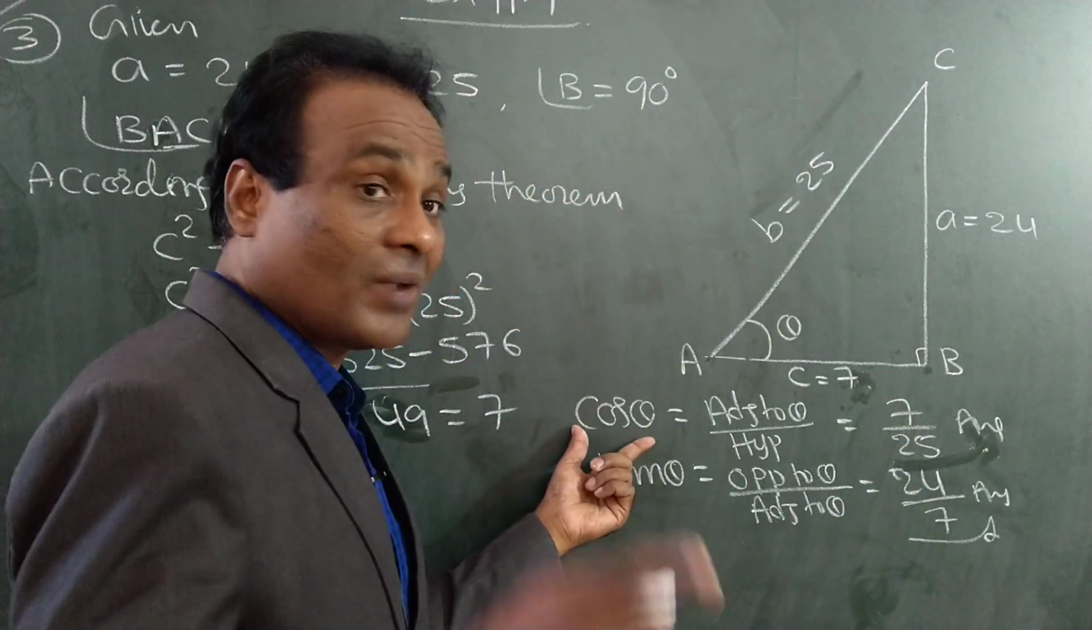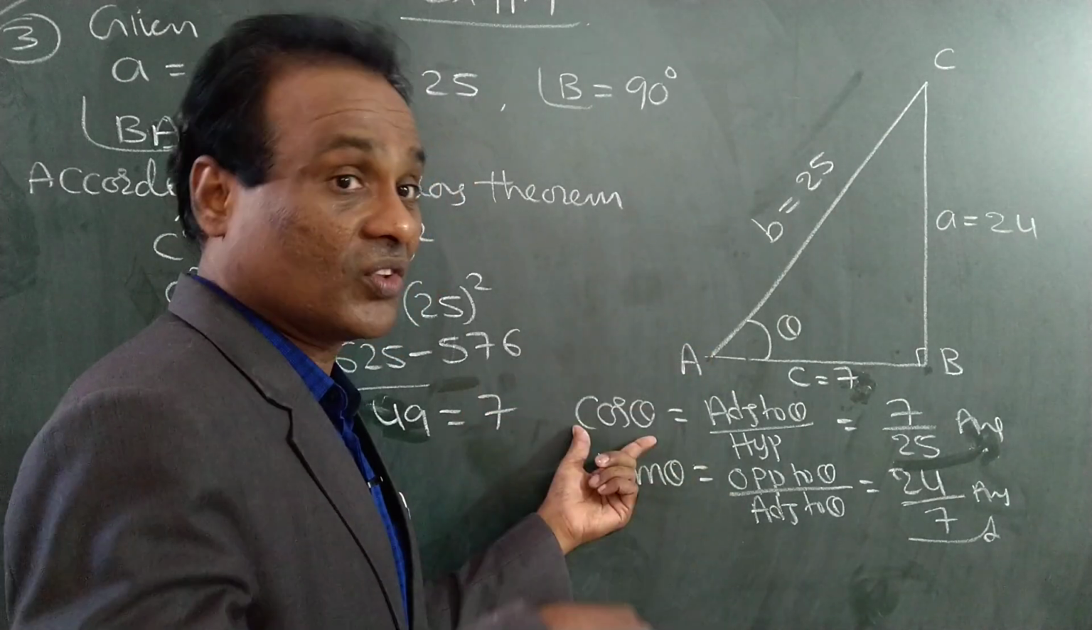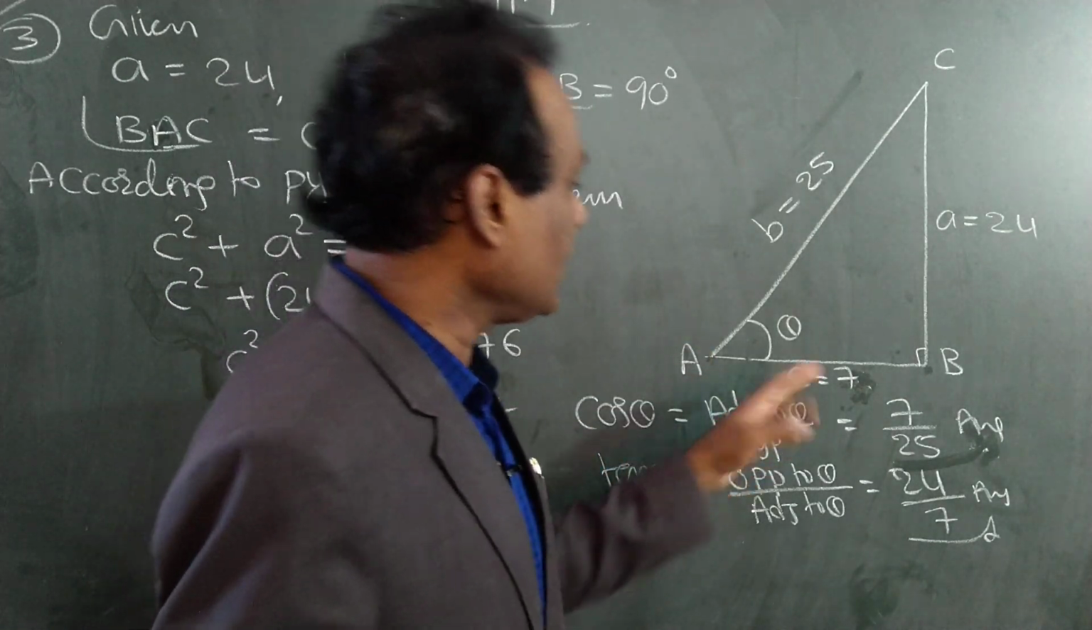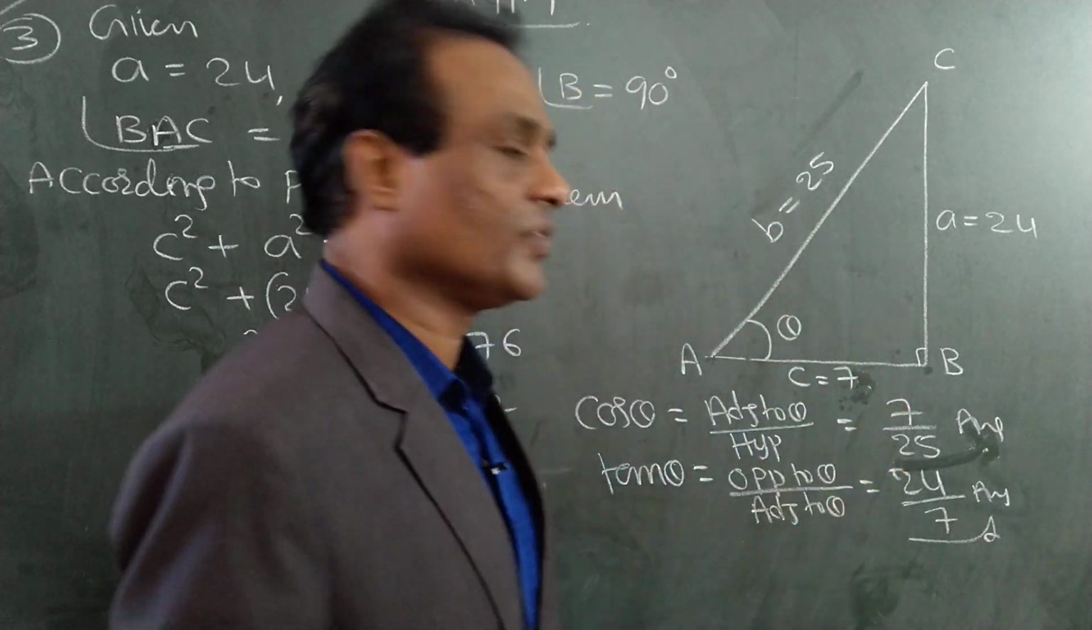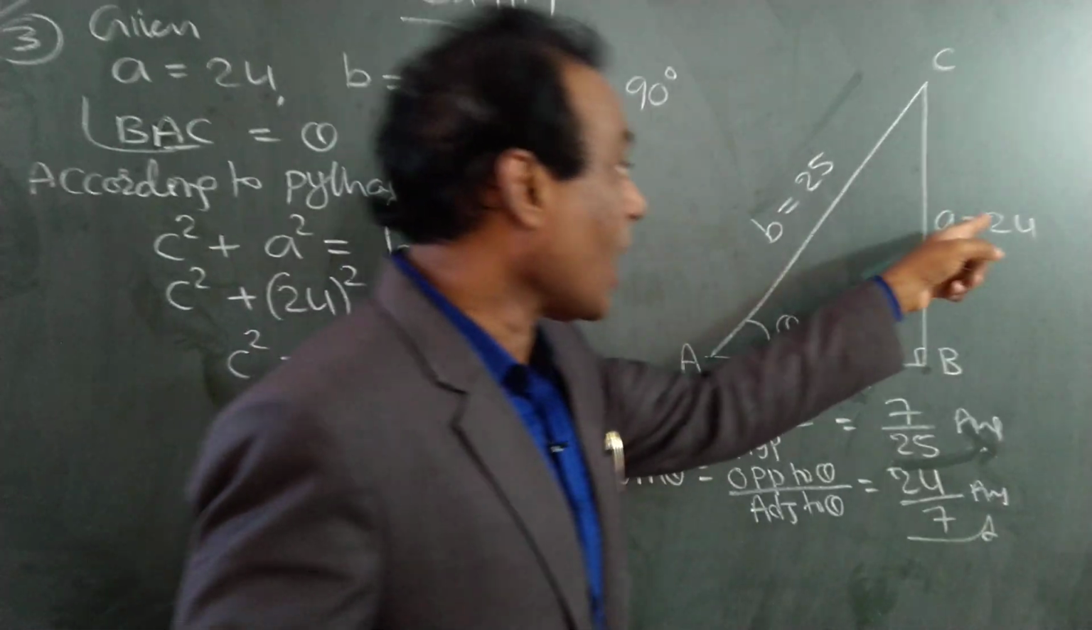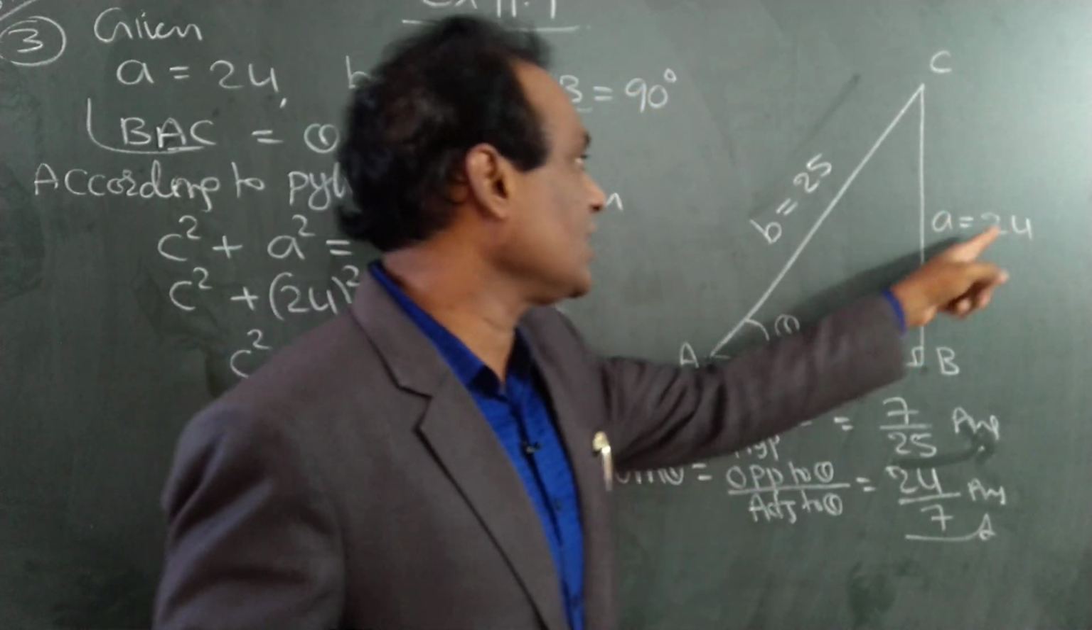What is the cos formula? Yesterday I gave the formula. Cos formula is adjacent by hypotenuse, 7 by 25. The tan formula is opposite by adjacent, 24 by 7.